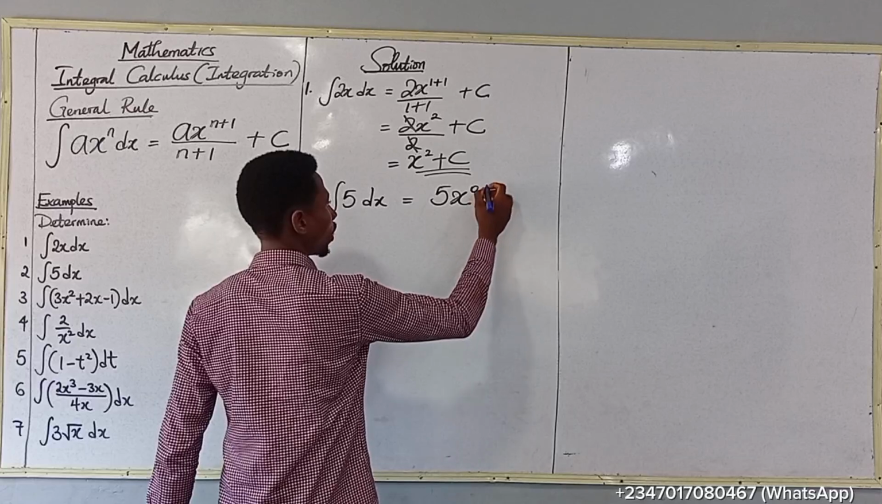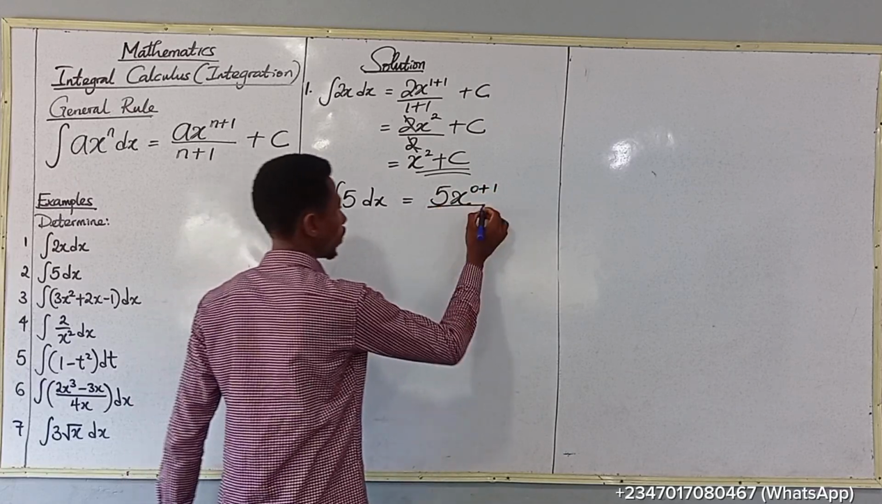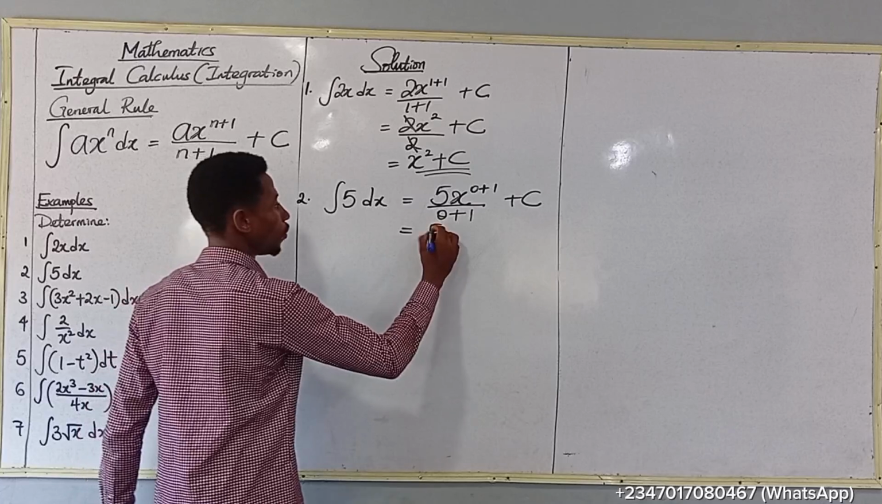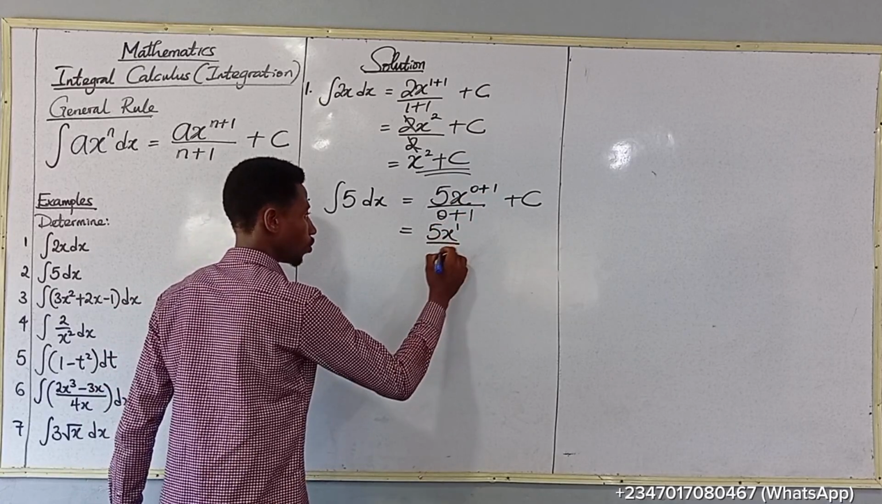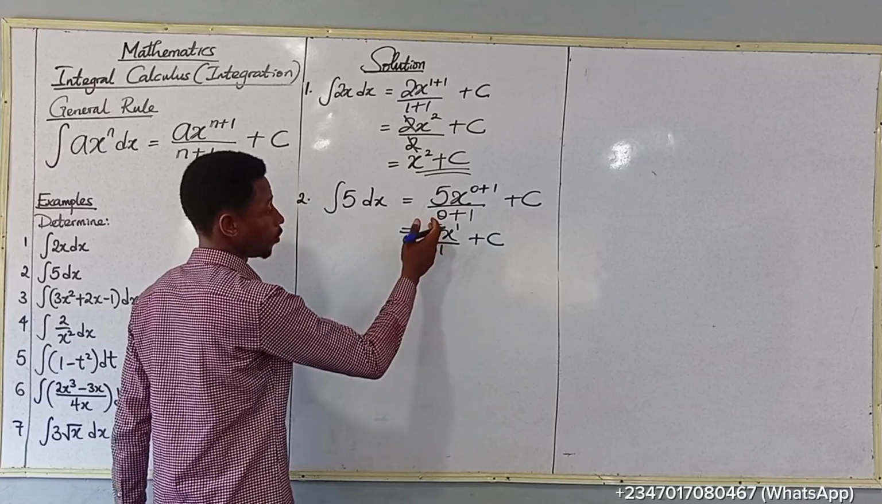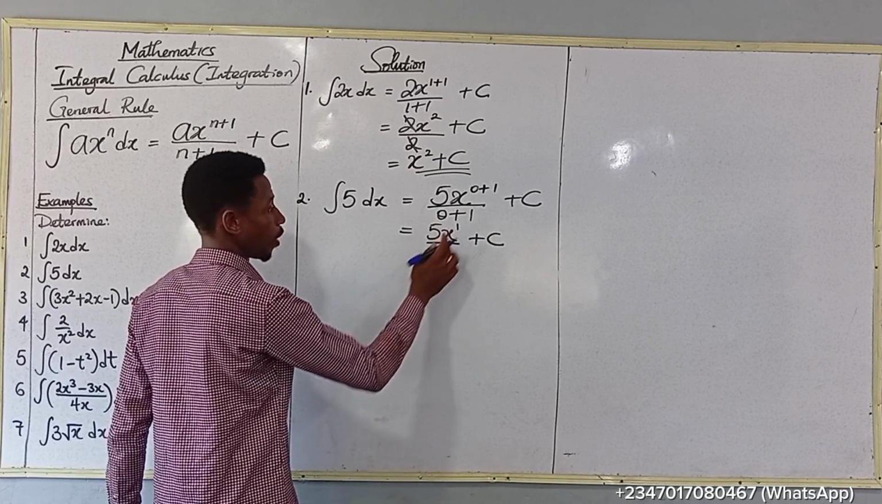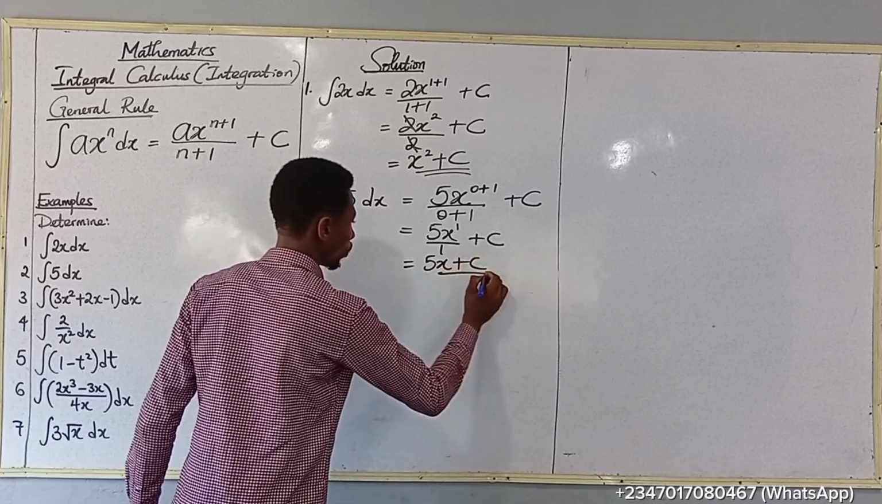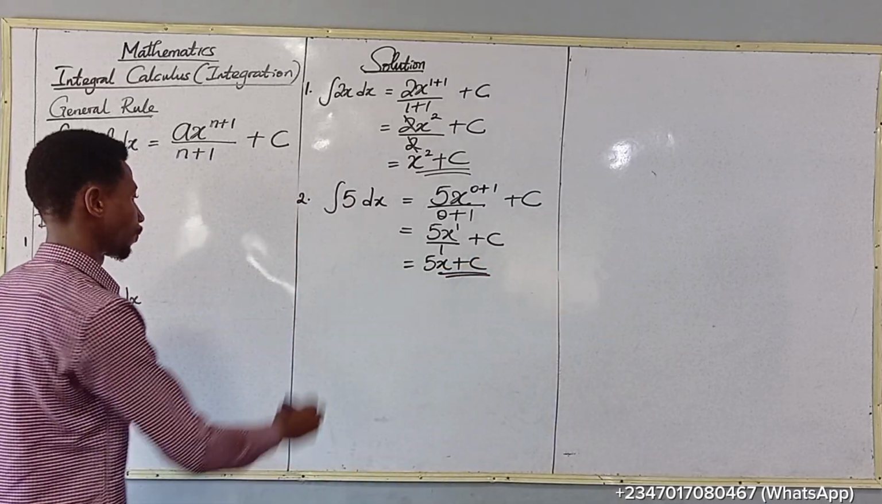So basically what we'll do now is that we're going to add 1 to the power there, and we have 0 plus 1 here. Then we'll say plus c. So this is going to be 5x raised to the power 1 over 1 plus c. X power 1 is still x, divided by 1 is the same. 5x by 1 is still the same thing, and that means we'll have 5x plus c. That is the answer there.